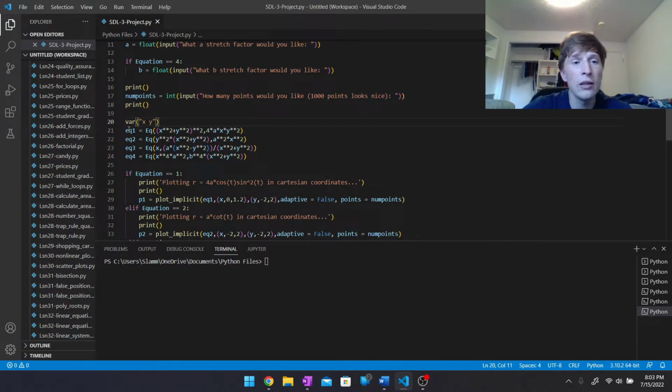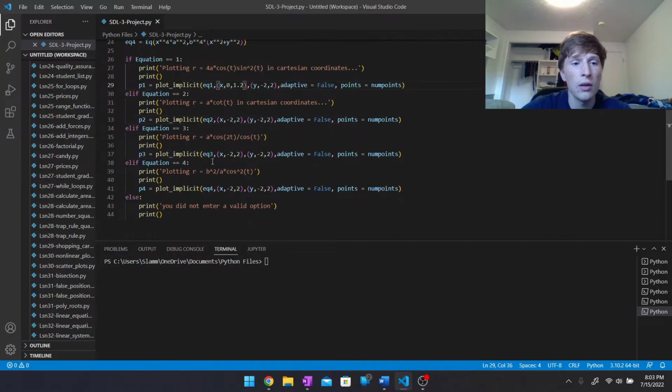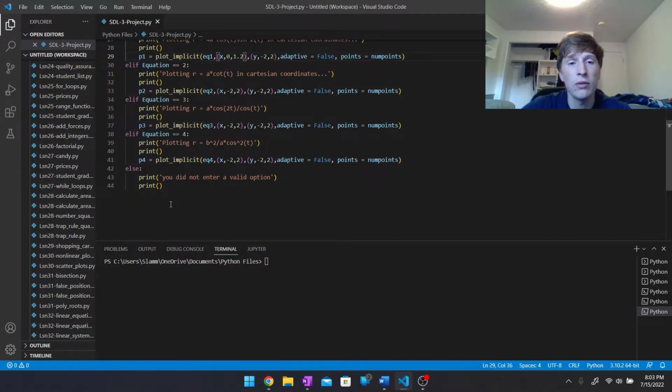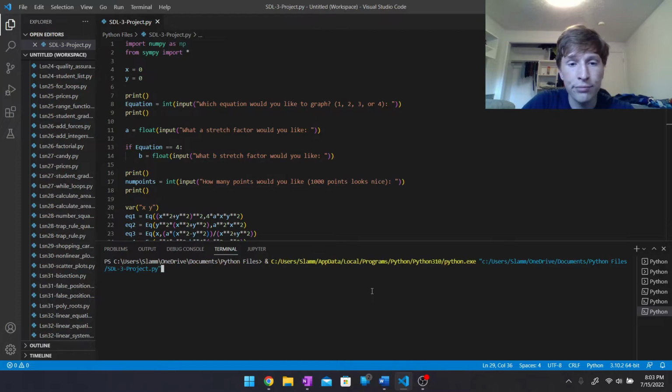And then these are all of the Cartesian versions of the polar equations that I converted. Down here, all it does is say it's plotting the particular equation, and then it just plots it right here. And if you enter an option that's not 1, 2, 3, or 4, it'll yell at you. So let's go ahead and try it.